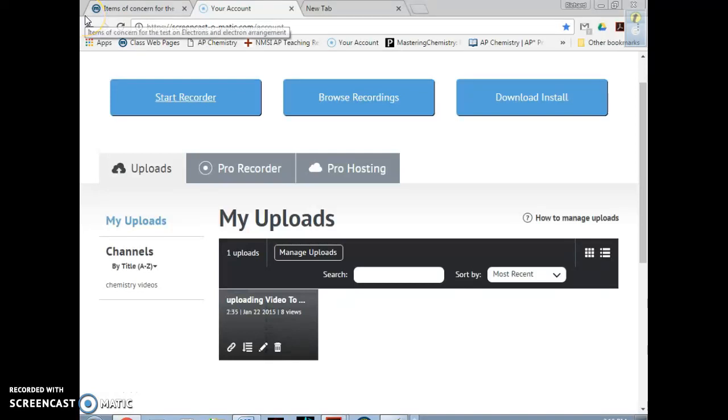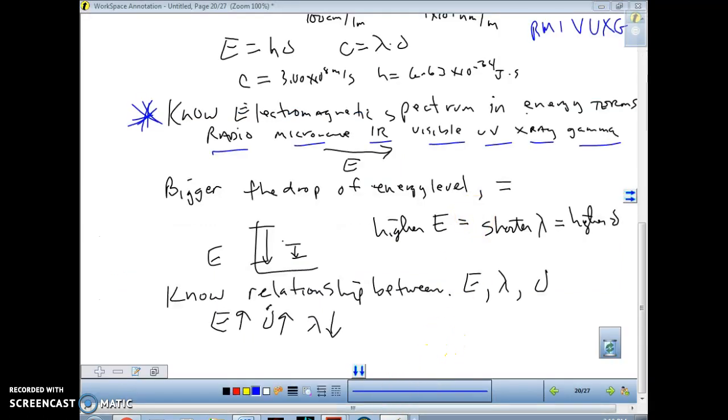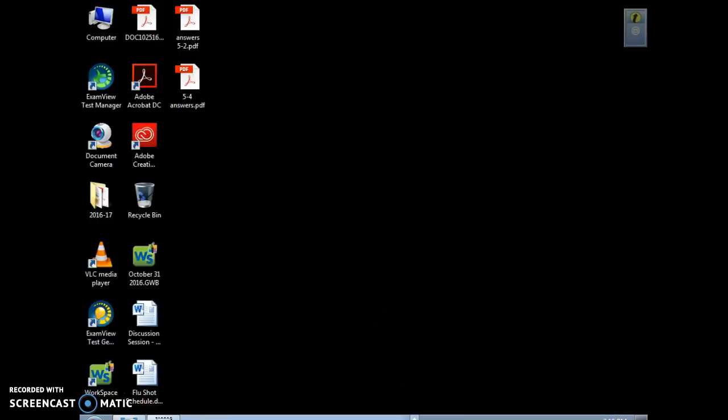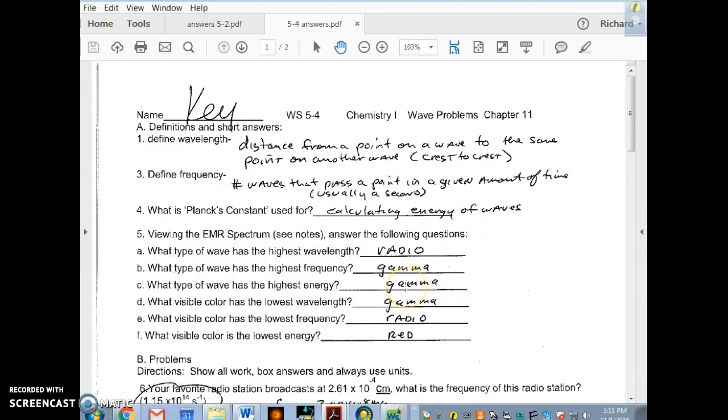All right, I'm going to show you how to do the 5-4 worksheet now. So let's go ahead and grab it. We'll pull that thing up and we'll go from there. I got way too many things open here today. All right, here's the 5-4 worksheet. We're going to work through this thing.